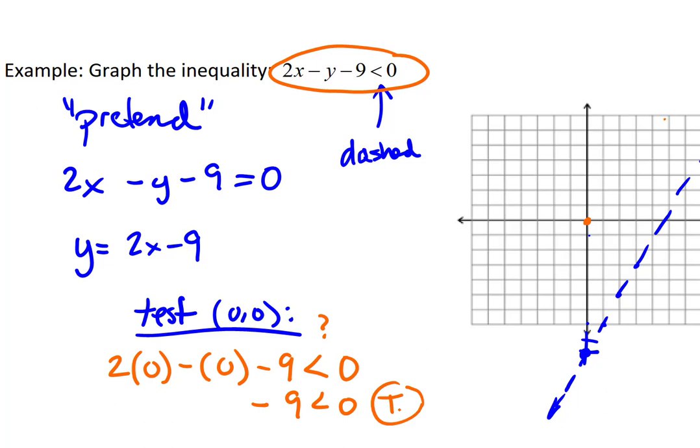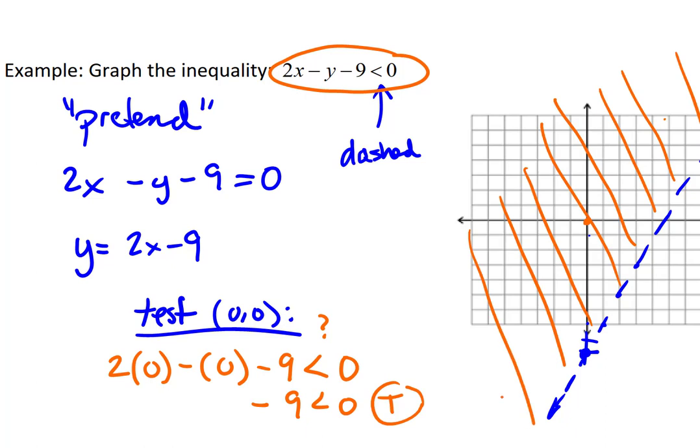Since the test point came out true, we're going to shade the side of the line where the test point is, which would be everything above this line. So we'll go ahead and just shade that in. Now, if the test point had come out false, it would simply tell us to shade the opposite side.